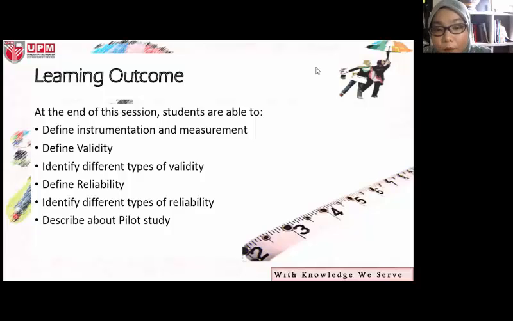Then identify different types of validity. There are around four types of validity that we will learn today. The next one is reliability. Reliability is related to consistency, the consistency of your instrument. Then identify different types of reliability, and lastly, describe pilot study. So we are going to go through each of these LOs today.